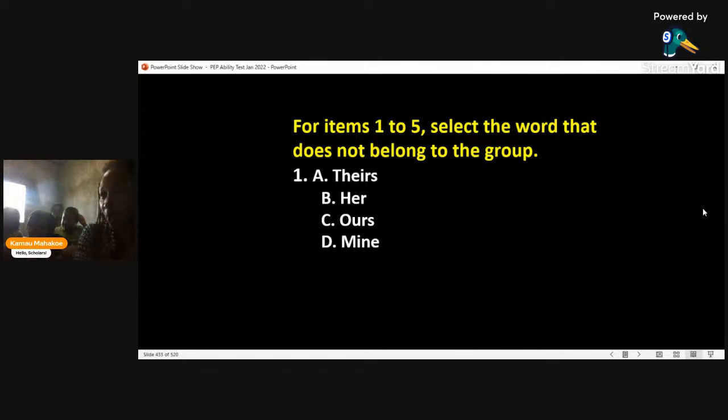But her is an object pronoun, when the action is being done to the person. Theirs, ours, and mine are possessive pronouns. They show ownership. Theirs, something belongs to them. Ours, something belongs to us. Mine, something belongs to me. They are possessive pronouns. Her is just an object pronoun. It was done to her, right? Or we went for her. So her is the odd one.